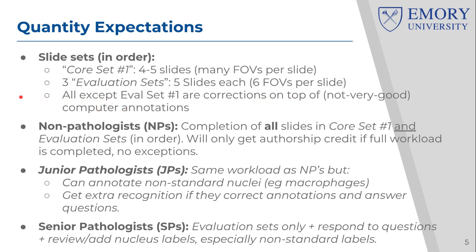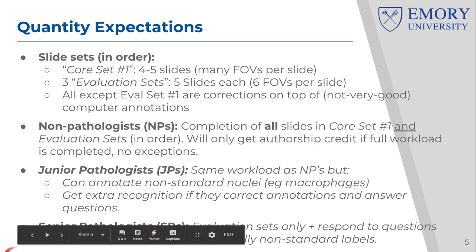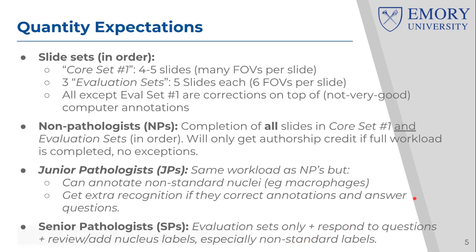Now, as people from the previous iteration know, we have 3 tiers, or 3 categories of participants. We have non-pathologists, or NPs, junior pathologists, or JPs, and senior pathologists, or SPs. Non-pathologists are expected to complete all slides in the core set and the evaluation sets, and they do it in order, okay? So you do core set 1, evaluation set 1, evaluation set 2, evaluation set 3. I'll get to that later, but basically there are 3 evaluation sets.